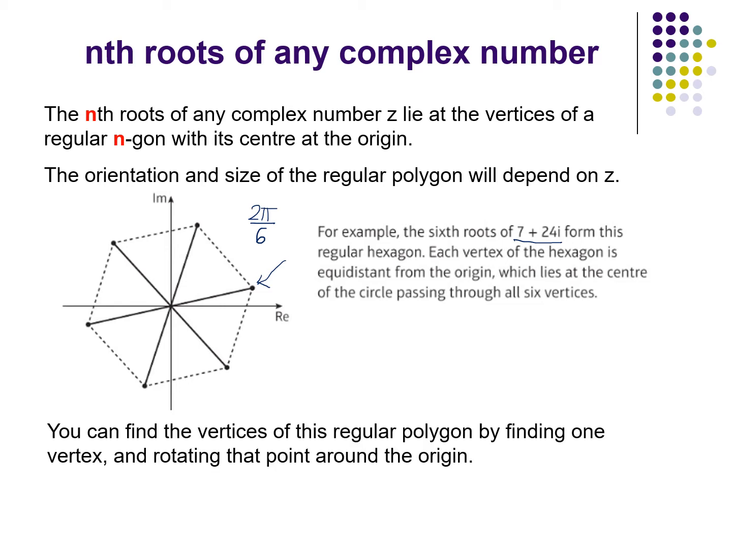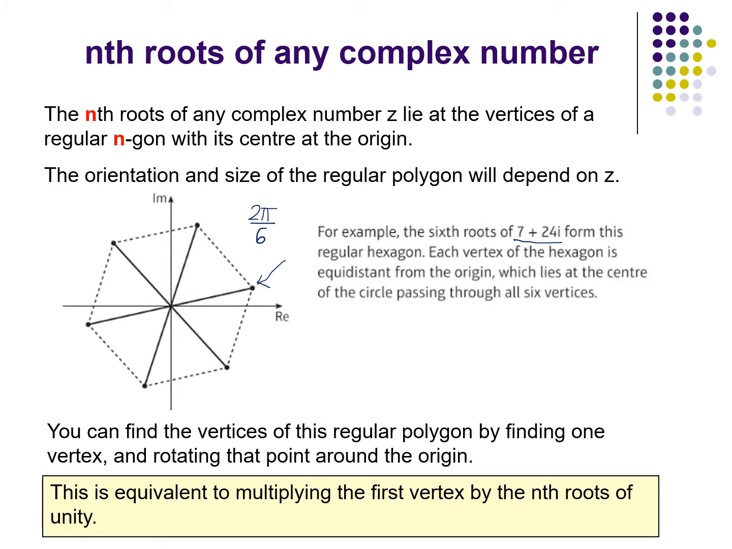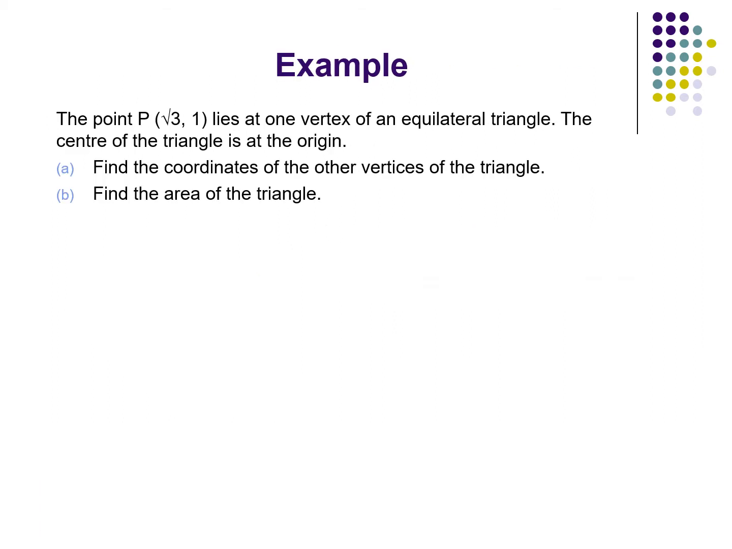So it's this property that we're going to use to solve some problems of a geometrical nature. It's remembering all of the things we've done to do with getting from one corner to the next. We multiply round by 2 pi divided by how many corners we need. Let's have a look at a first example then. We've got a point P, and it lies at one vertex, remember vertex is just corner, of an equilateral triangle. The centre of the triangle is the origin. Find the coordinates of the other vertices of the triangle.